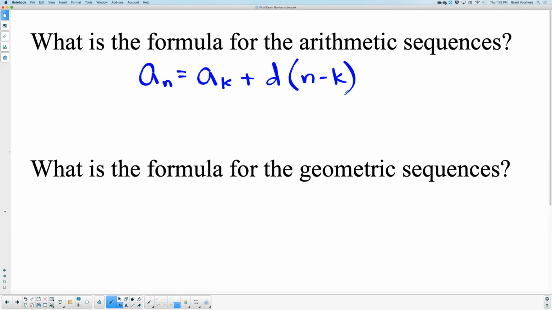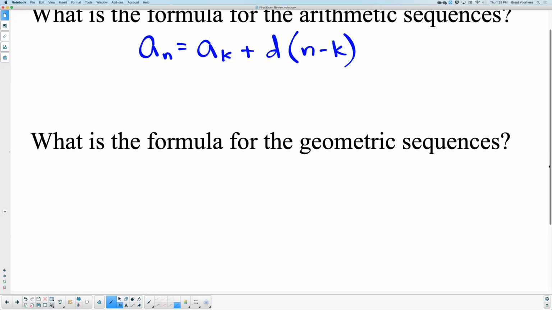The only difference with geometric is we use g instead of a. At least College Board did, they use the letter g. So they would say g_n equals g_k. They start the same, but here's where they go different. These aren't adding and subtracting. What did geometrics do instead? They multiply by r to the power of (n minus k). There's your formula. Anything you need from that, you can manipulate that formula.